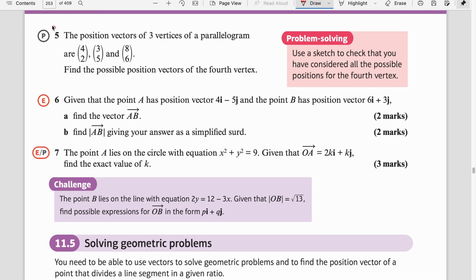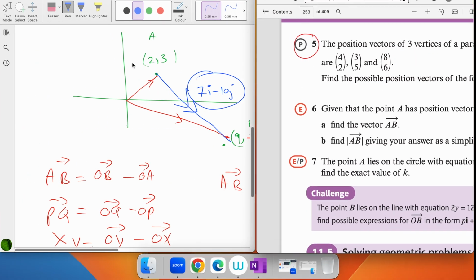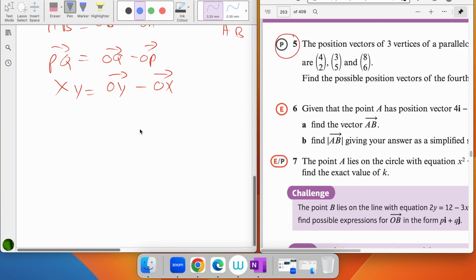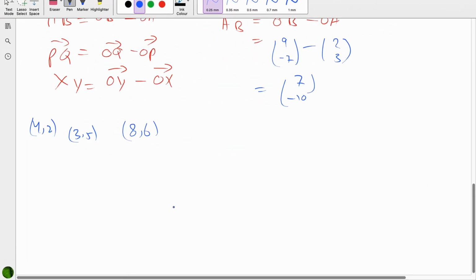Okay, let's see what this is. It says these are three positions of a parallelogram. Let's have a rough sketch. One is 4 2, the other is 3 5, the last is 8 6. 4 2 3 5 8 6. If I roughly sketch them, x4 y2, then x3 and y5, last is x8 and y6.